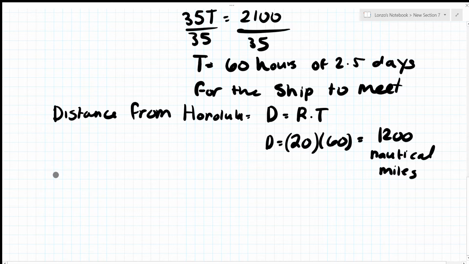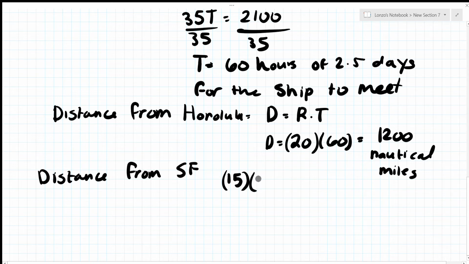And then the distance from San Francisco is, so we know distance is rate times time, so my rate for the second ship is 15 times 60 hours, and then that gives me 900 nautical miles.